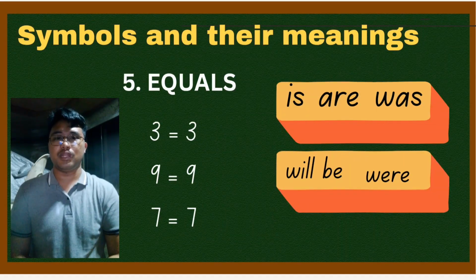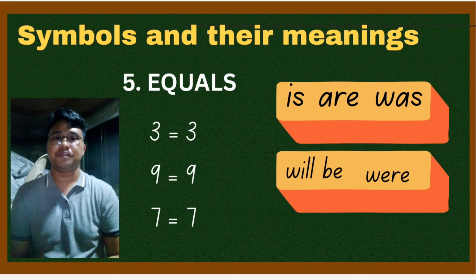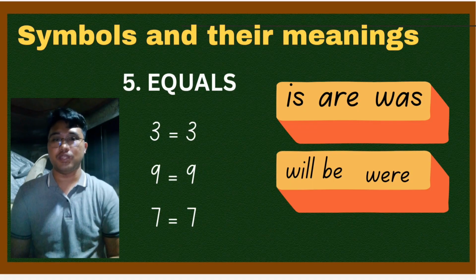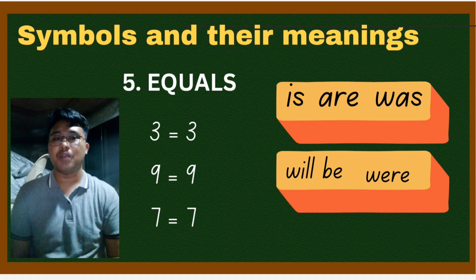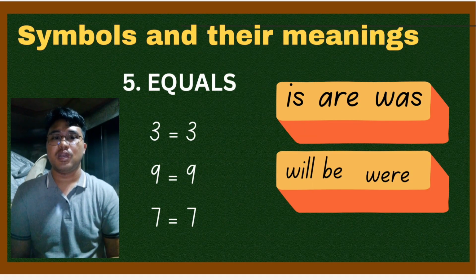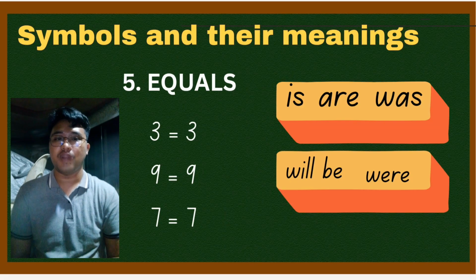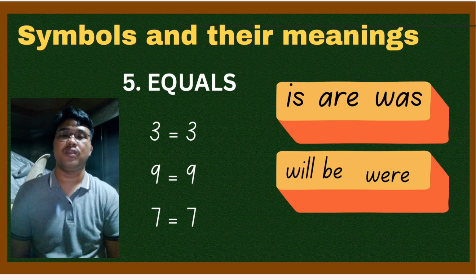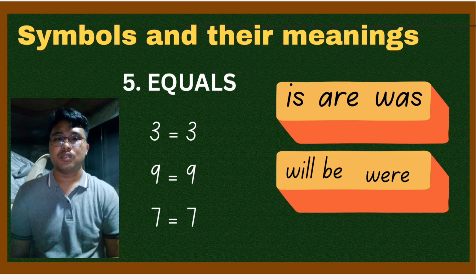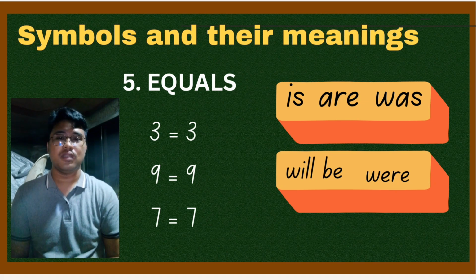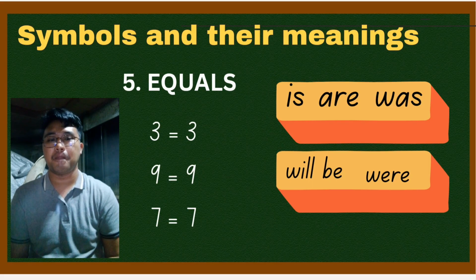And the next symbol is the equals symbol. The equals symbol is used to show that two amounts or expressions are the same or balanced. It tells us that the value on the left side is equal to the value on the right side. For example, 3 equals 3. So both sides are the same value.